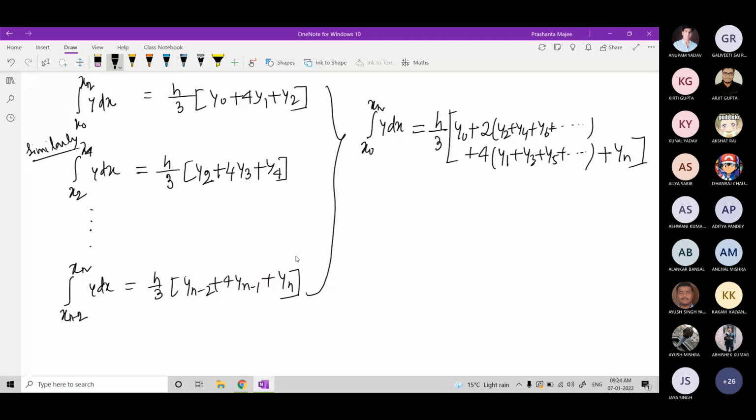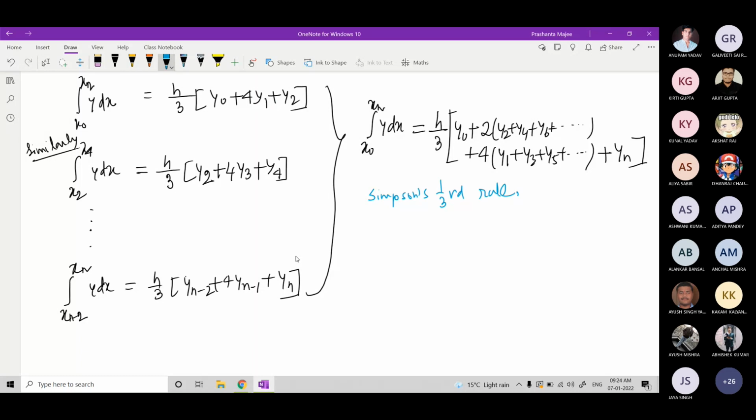So this is known as Simpson's one-third rule, because one-third is appearing. This method was introduced by the mathematician Simpson, and it is known as one-third because of this one-third factor. So this is known as Simpson's one-third rule.